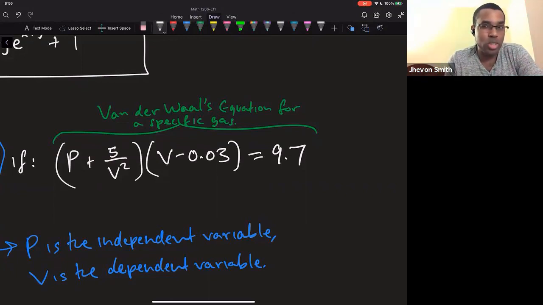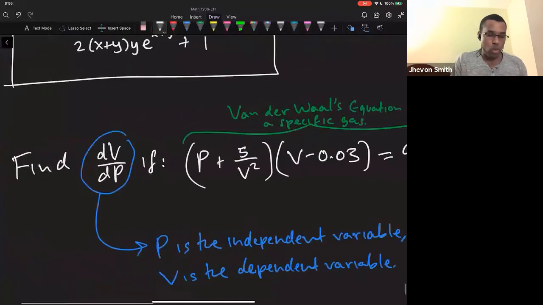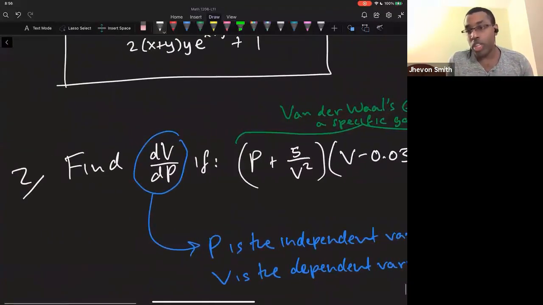So here's van der Waals equation, where P stands for pressure and V stands for the volume of a specific gas. It turns out that this is the relationship between them. But what if I want to know how the volume will change with respect to pressure? Like if pressure increases by 1 atmosphere, what happens to the volume? Pressure decreases by 1 atmosphere, what happens to the volume? You might want to know those things.